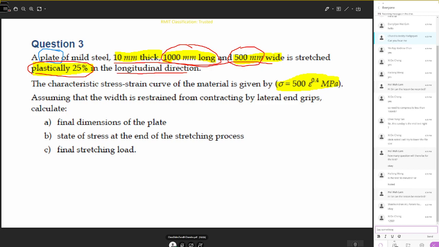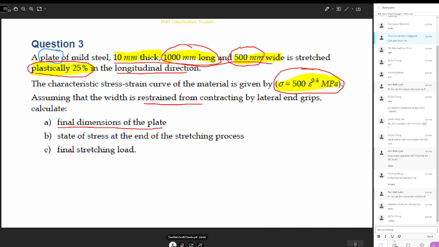Because the material is undergoing plastic deformation, the stress-strain relationship will be given as part of the material property here. So the effective stress is 500 times the strain to the power of 0.4 megapascals. Now you are asked to assume the width is restrained from contracting by lateral end grip. So there's no change in the width. The width is restrained, only the plate changes in terms of length. In such a scenario, find the final dimensions of the plate.